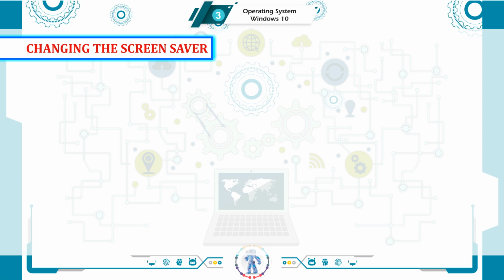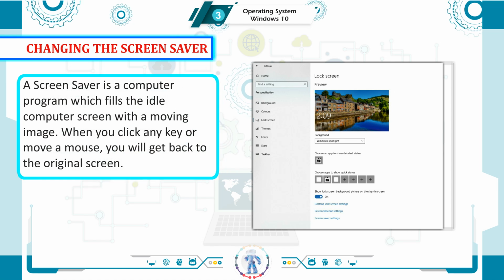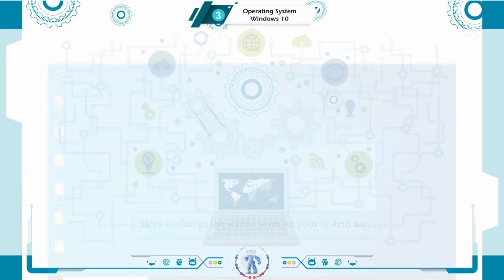Changing the screensaver. When you are not working on your computer and your system is idle, a moving image pops up on the computer screen. That moving image is called screensaver. A screensaver is a computer program which fills the idle computer screen with a moving image. When you click any key or move the mouse, you will get back to the original screen.